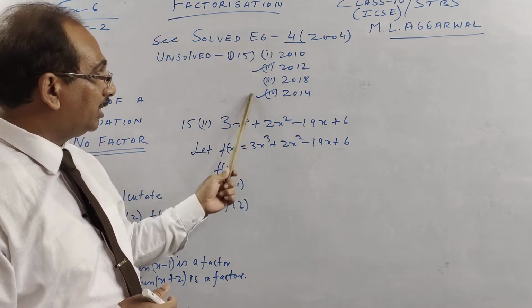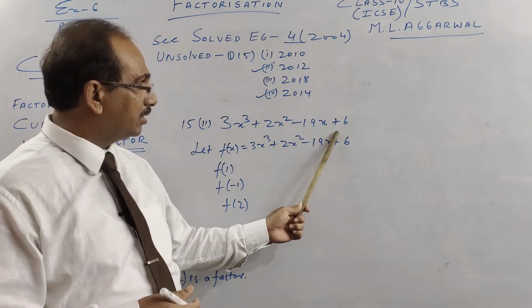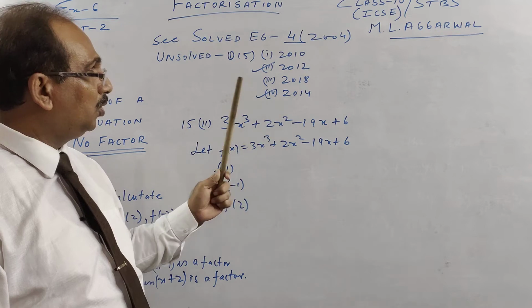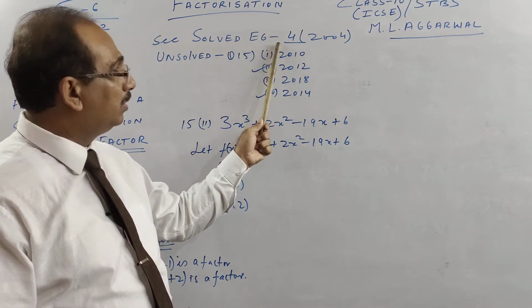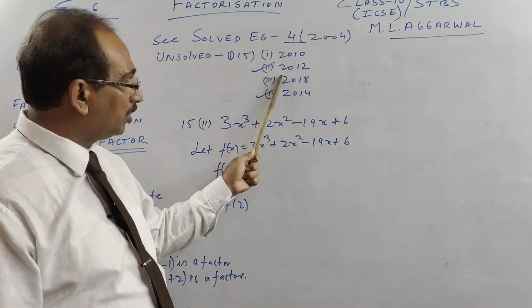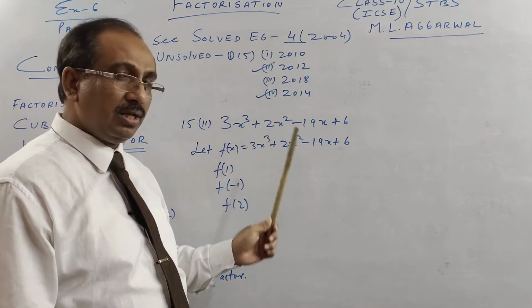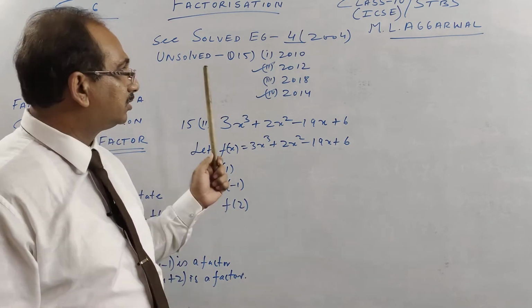Then in question 15 there are 4 parts, very similar, where no factor is given. So I'm going to solve 2012 and 2014 for you. You will see solved example 4 and 2, and you will solve 2010 and 2018 on your own. Okay, so in total we have 5 sums, and if possible I'll try to give other questions.